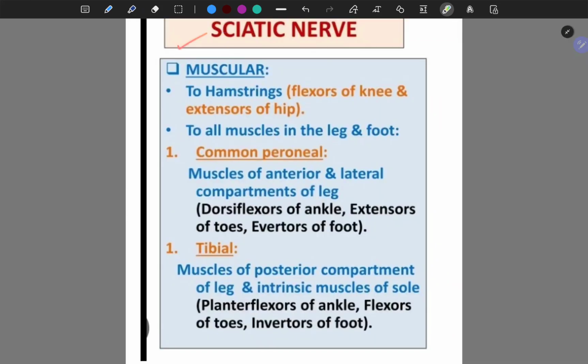So the sciatic nerve gives muscular branches to the hamstrings, flexors of knee and extensors of the hip, and to all muscles in the leg and the foot. Common peroneal nerve: muscles of the anterior and lateral compartments, that is the extensors of toes and everters of foot and dorsiflexors of the ankle. Tibial branch: muscles of the posterior compartment of the leg and intrinsic muscles of the sole, which are the plantar flexors of the ankle, flexors of toes and inverters of the foot. Extensors in the sense like tibialis anterior, flexors of toes or inverters in the sense tibialis posterior.